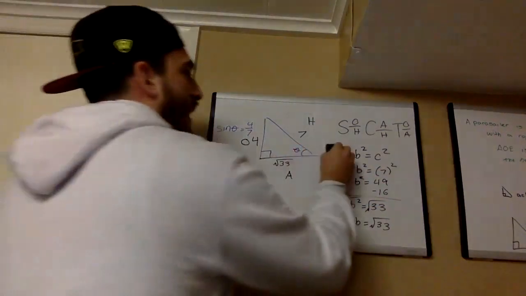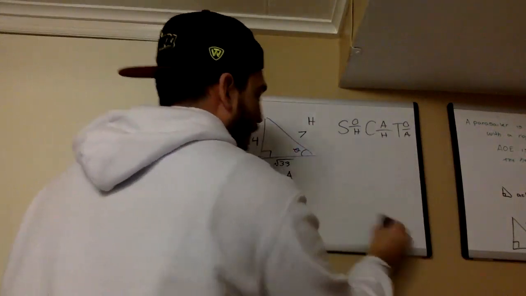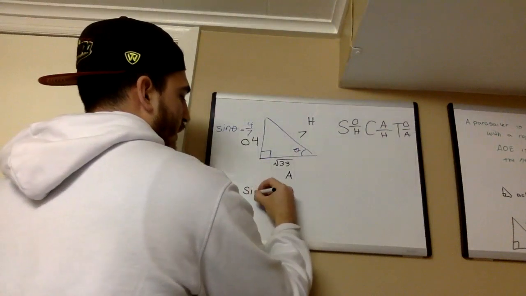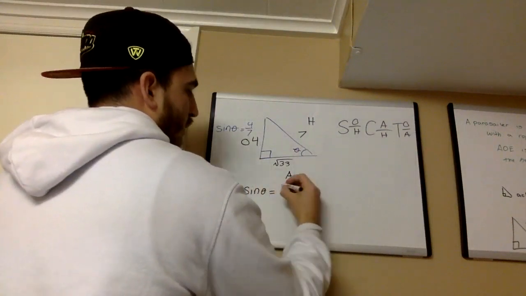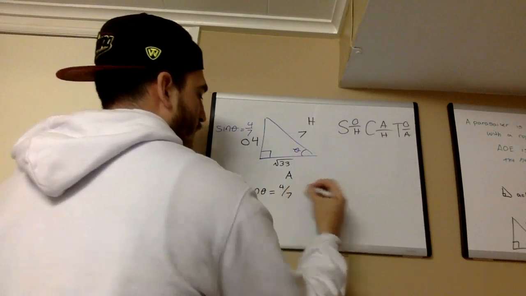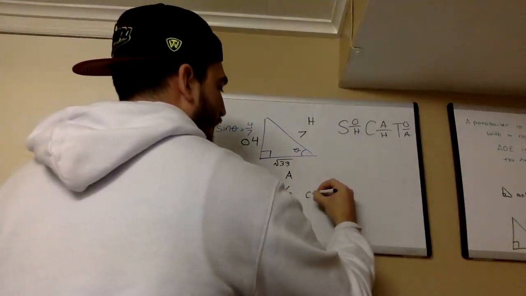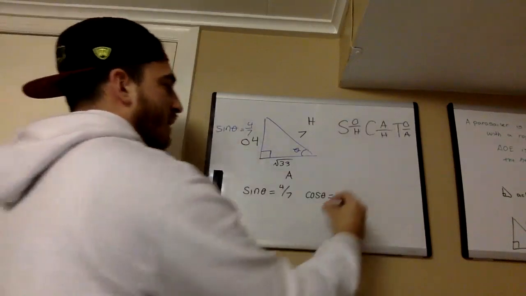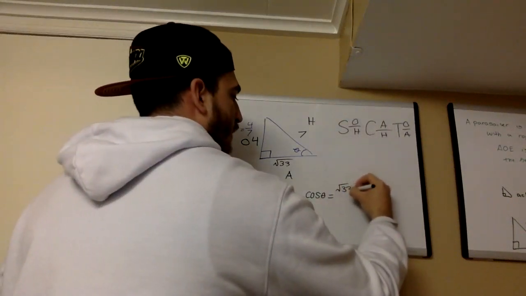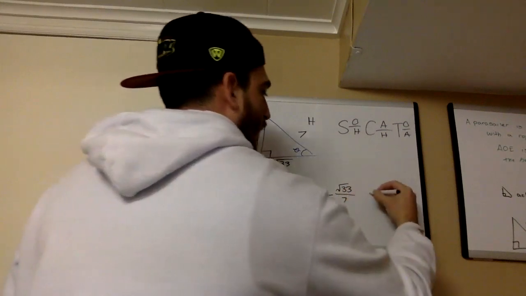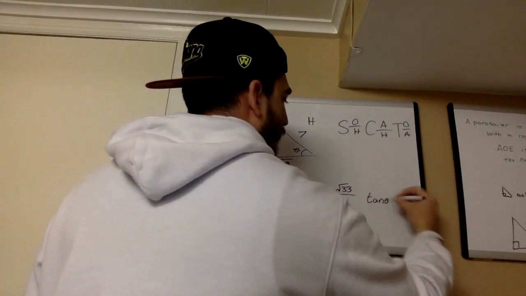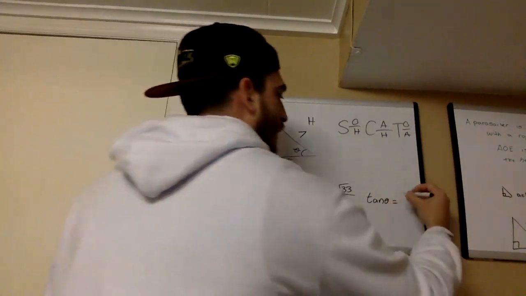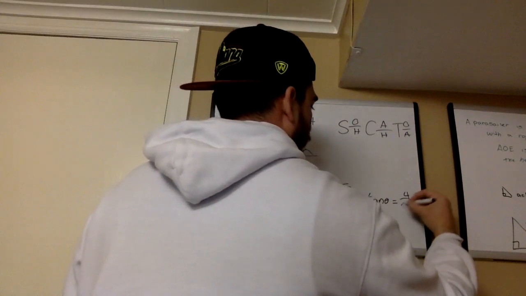So just like before, they're asking us to find the 6 trig functions. So I'm going to write them all down, and I'm going to start with sine. Sine of theta, they already told us, so it was 4 over 7. After that, we're going to do the cosine of theta. Cosine of theta is adjacent over hypotenuse. So my adjacent is radical 33. My hypotenuse is 7. And then lastly, the tan of theta is equal to opposite over adjacent. Opposite is 4. Adjacent is radical 33. So we have 4 over radical 33.